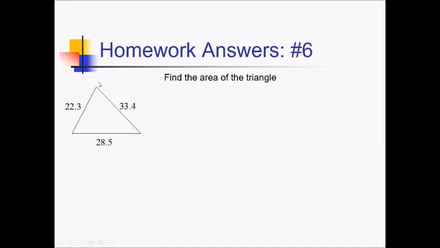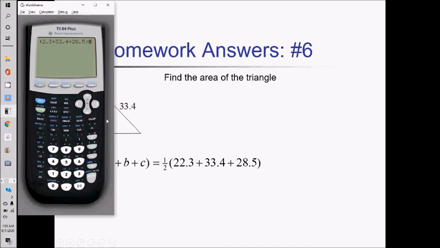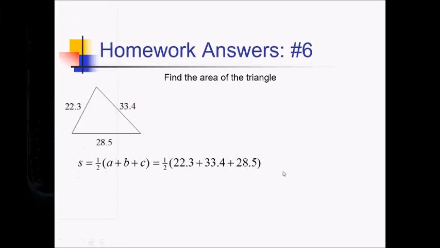If I have all three sides of this triangle and I want the area, I'm going to have to use Heron's formula. Let's start with the semi-perimeter. So that's 1/2 times the perimeter. So A plus B plus C. So we've got 1/2, and then we have 22.3 plus 33.4 plus 28.5. And we'll let the calculator figure out what that is. So taking half of all that, we get an S value of 42.1.